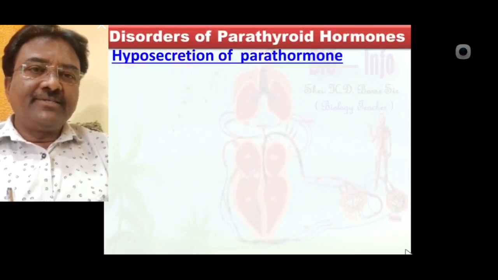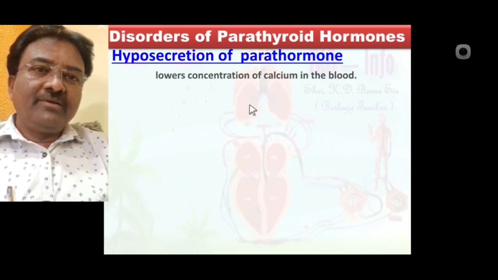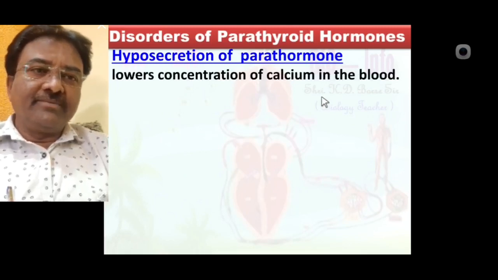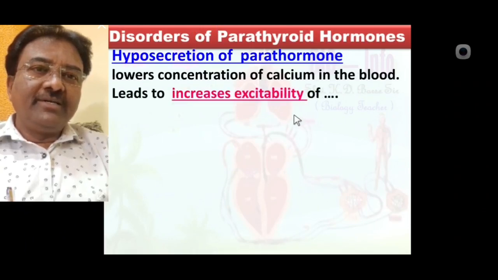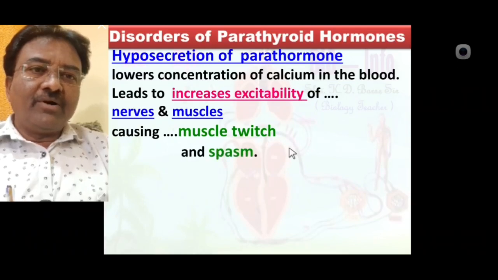Number 1, first, hyposecretion of parathormone means less secretion of parathormone. Less secretion of parathormone lowers the concentration of calcium in the blood, which leads to increased excitability of the nerves and muscles, causing muscle twitch, also spasm.